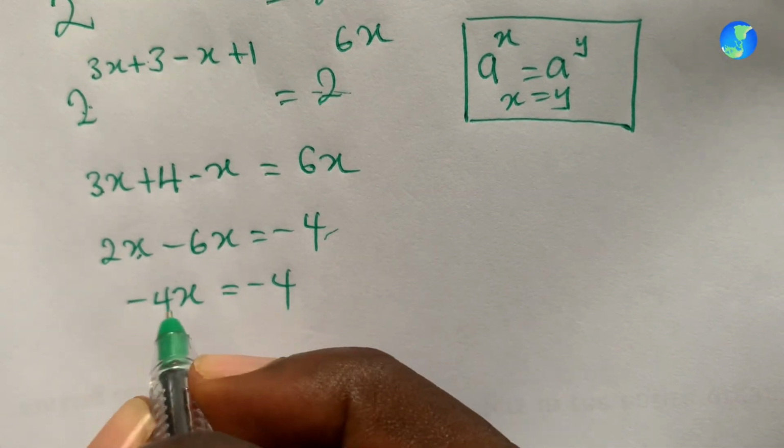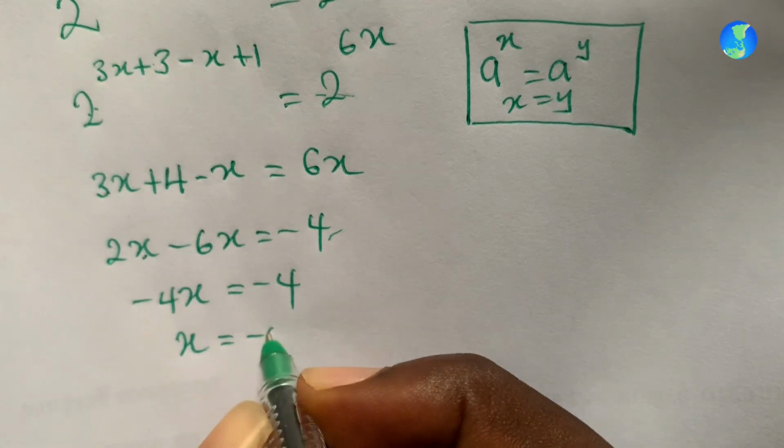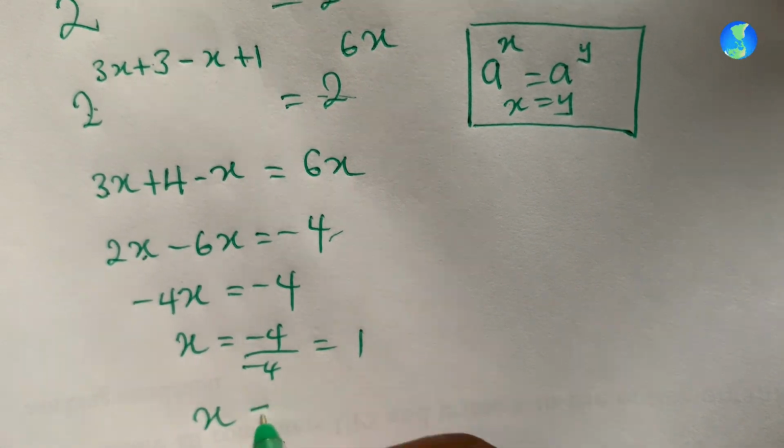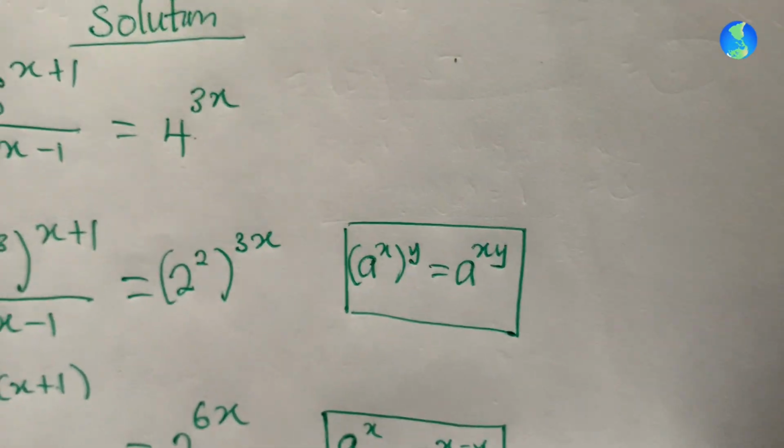So if we divide both sides by minus 4, we will have x equal to minus 4 over minus 4, which is 1, which implies x equals 1 is the solution to this. You can actually substitute and check it out.